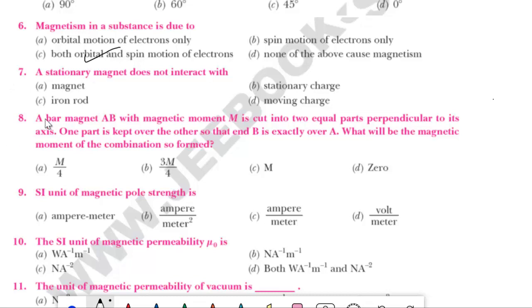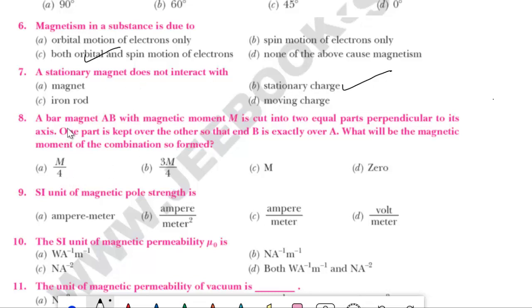Next one. A stationary magnet does not interact with? A stationary magnet will be interacting with a magnet, but a stationary magnet won't interact with a stationary charge. This is correct. It will interact with an iron rod, and moving charges also.